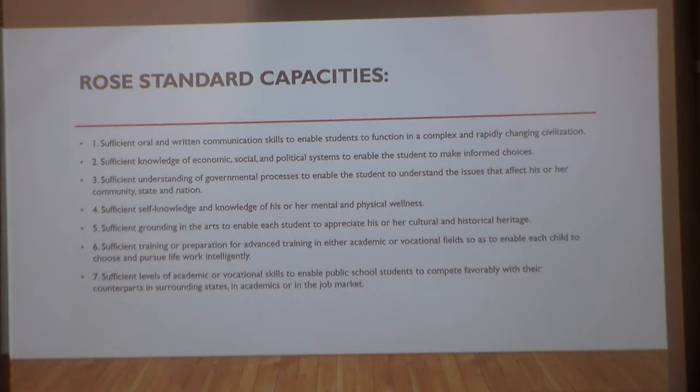Number six, sufficient training or preparation for advanced training in either academic or vocational fields as to enable each child to choose and pursue life work intelligently. And the seventh one is sufficient levels of academic or vocational skills to enable public school students to compete favorably with their counterparts in surrounding states in academics or in the job market.